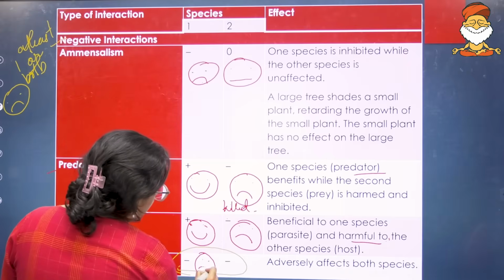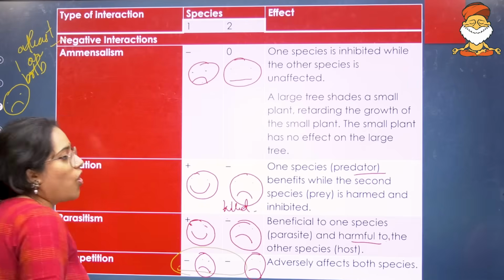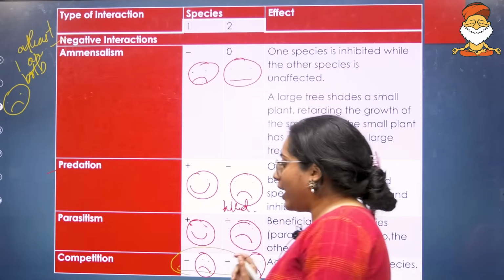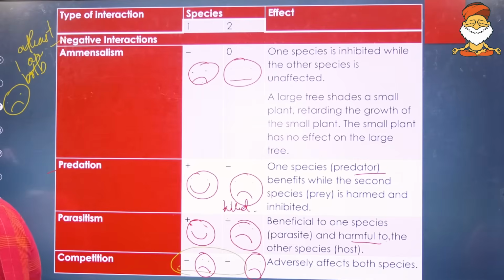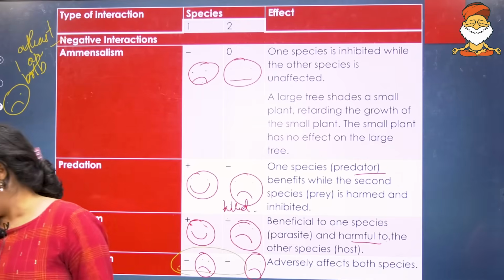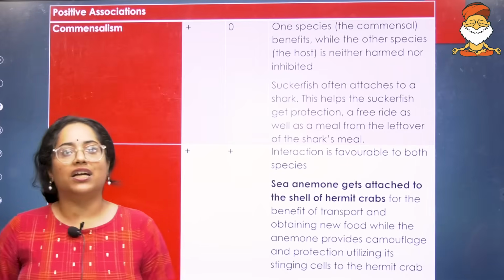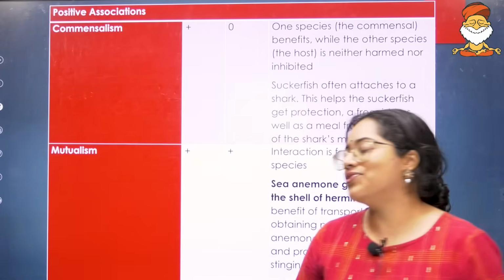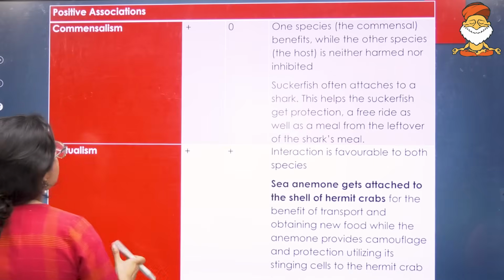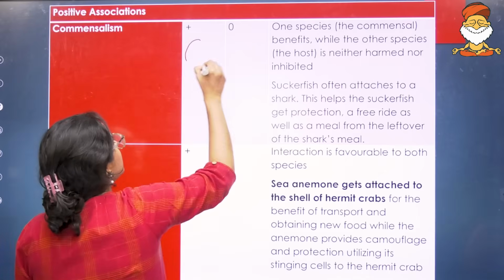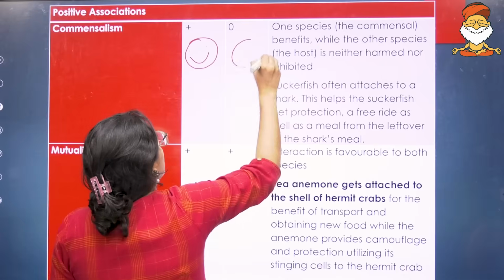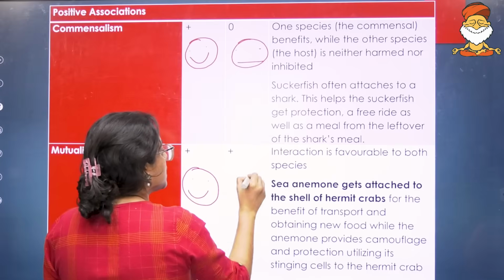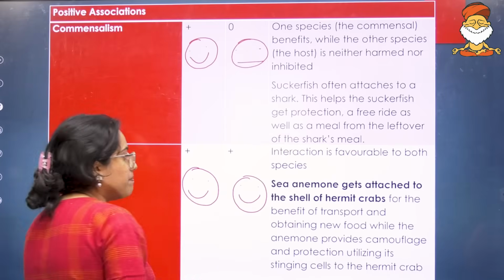Competition is something that is bad for both. Both organisms are adversely affected by this interaction. So, any kind of competition that exists for resources will come as a negative interaction. Now, coming to the different positive interactions, you have commensalism, mutualism, etc. These are positive interactions where one species is positively impacted and the other one has no impact at all, or both the species are positively impacted.